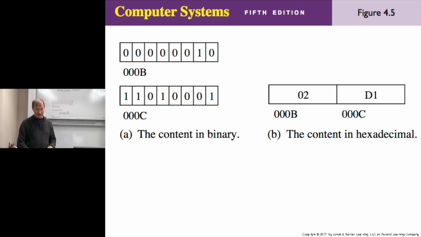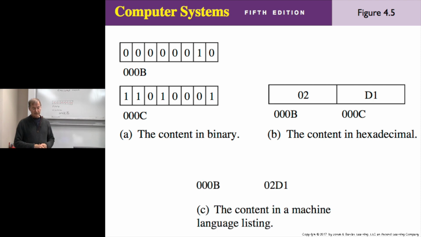Now we're going to take it one more level. The content in a machine language listing on paper or on the terminal is going to look like this. Now the 000b is the address, and the 02D1 is the content. And we're not even going to show the address 000C. This is for our own convenience. We don't want to have to manually label the address of a string of bytes.